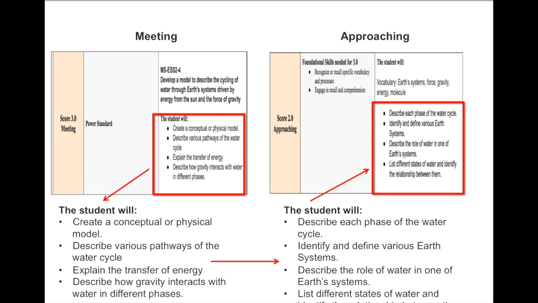You are not limited to just the descriptors in the meeting level. You might need more in the approaching level to prepare your students for meeting, where as you can see, I did not unpack "create a conceptual or physical model" because it was not content driven and no scaffolding would be needed. So to recap the approaching level, I first identified the vocabulary that would be necessary for students to perform at the meeting standard level. I then looked at what I expected students to be able to do at the meeting level and created scaffolds to the power standard for the approaching level.